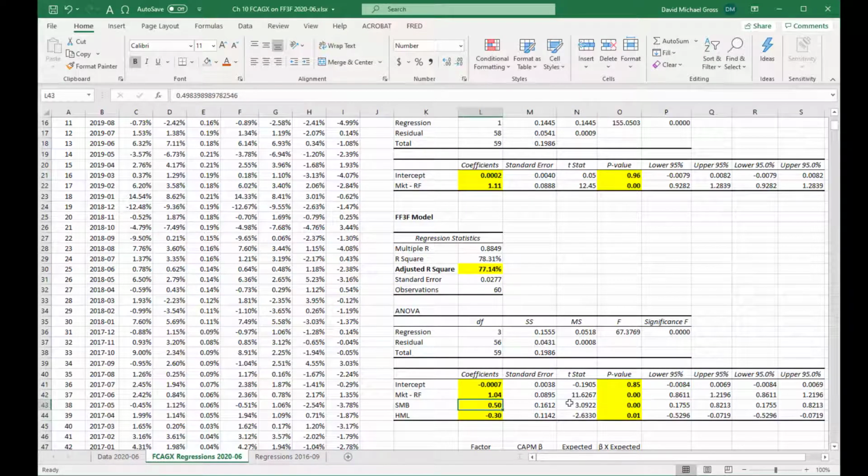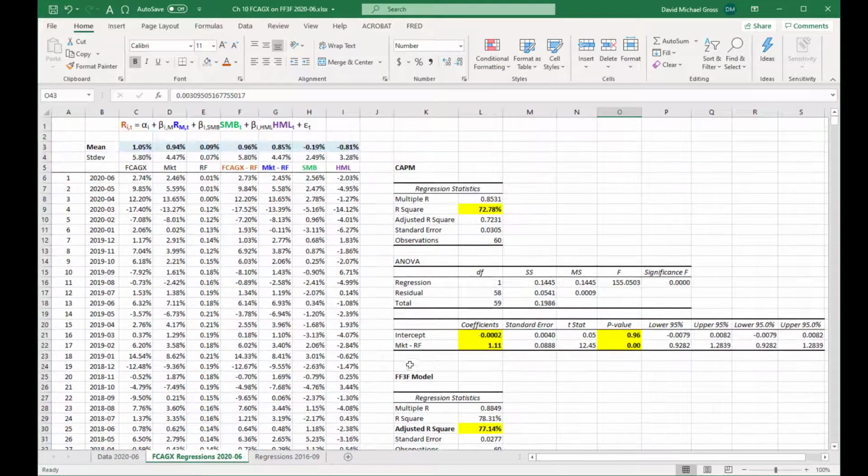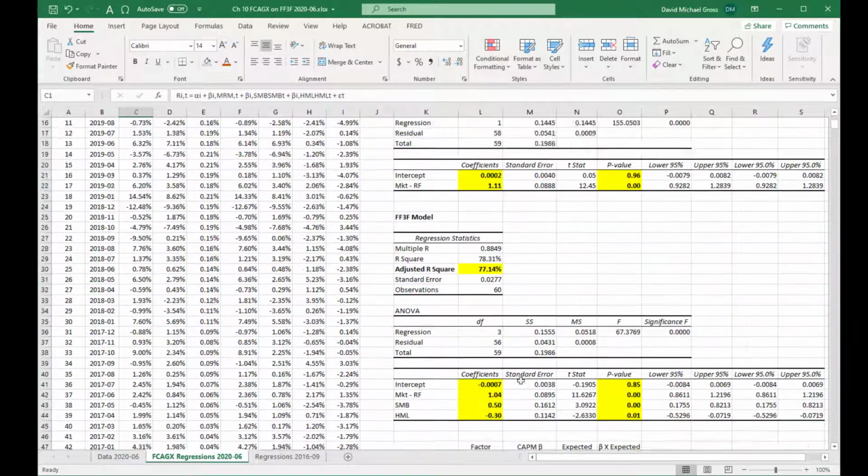Now, SMB is positive and significant. It's significant because this is less than 0.05. Positive means that when the small stock premium is positive, if this beta is positive, it makes this bigger. And so that means that this portfolio, FCAGX, has a positive factor load on the small stock portfolio. When small stocks do better than large stocks, when this number is positive and this number is positive, this gets bigger. And so therefore this portfolio is very likely a small stock portfolio.